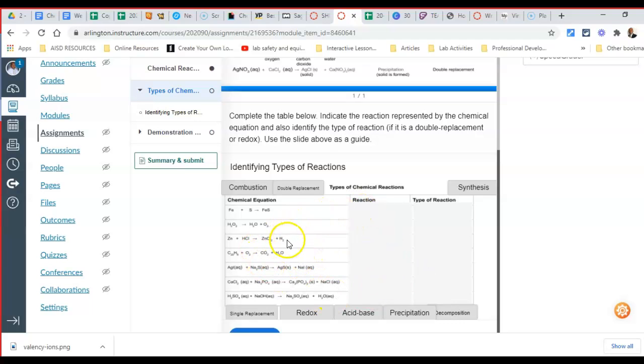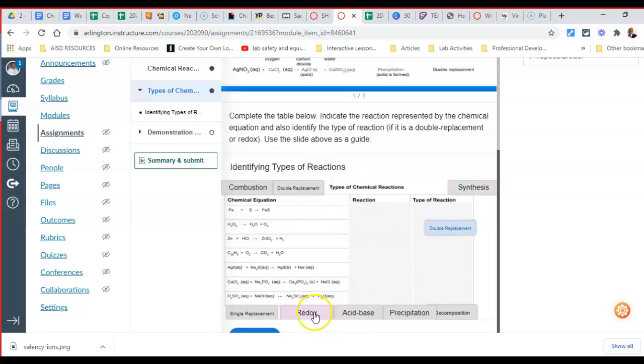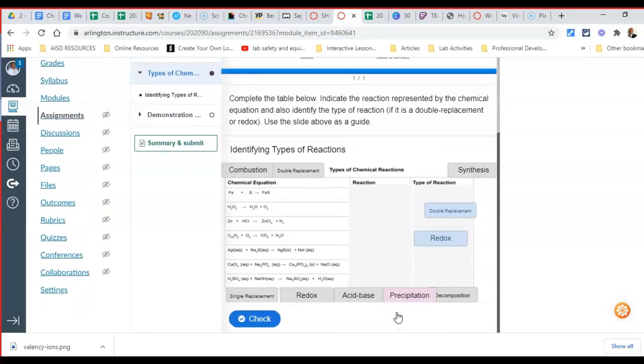Now, once you're done with that, the second and last part that you have to do is this. You have to identify each of these reactions as one of the 6 reactions, indicate which one is acid base, decomposition, and so on. That's what you do on this second column. And then where you have the type of reaction, you're going to indicate if it's a double replacement or if it's a redox reaction. So that will be the type of reaction, whereas the rest will be the individual reactions themselves. And then just check and see if you got them right. If not, you just try again.